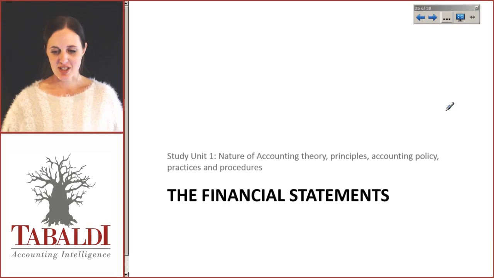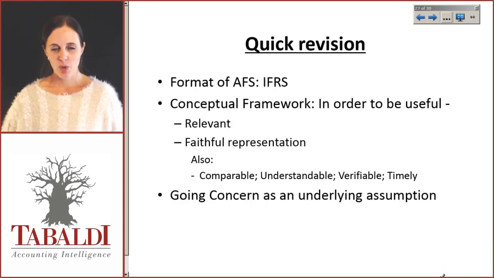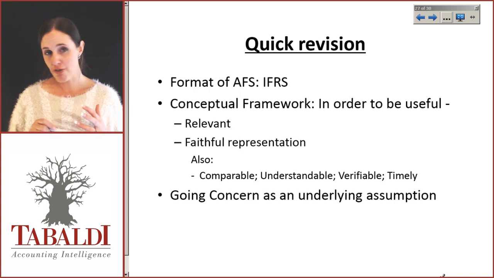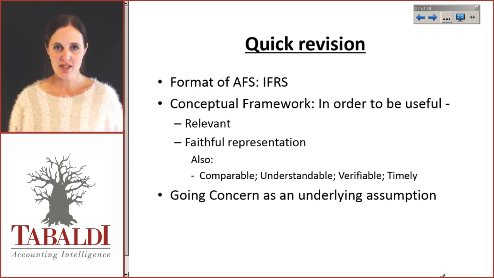Let's take a look at the financial statements themselves. Quick revision. We've spoken about the fact that the format of your financial statements, your AFS, come from IFRS, your International Financial Reporting Standards. If you can't remember that, go back, do some revision.